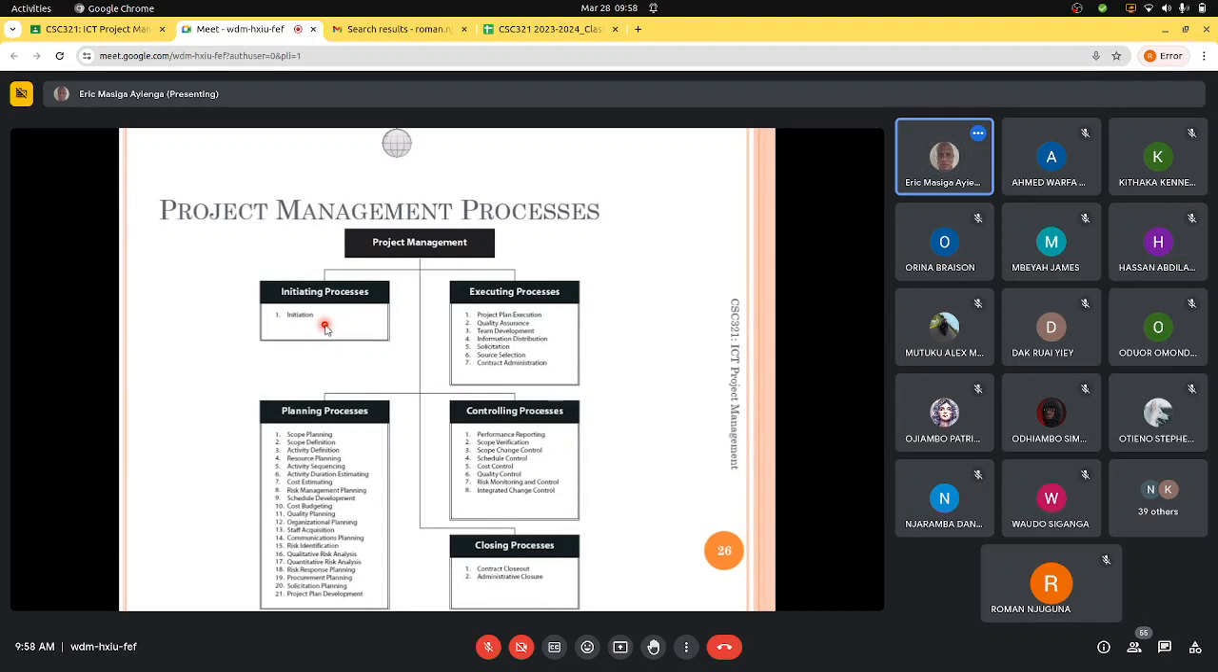Now, after initiating, you will need to plan. Now, there are various things that you are going to plan. You are going to do scope planning. You are going to define the scope. You are going to define the activities. You are going to do resource planning and so on. Now, all according to the Project Management Institute, total to 21.